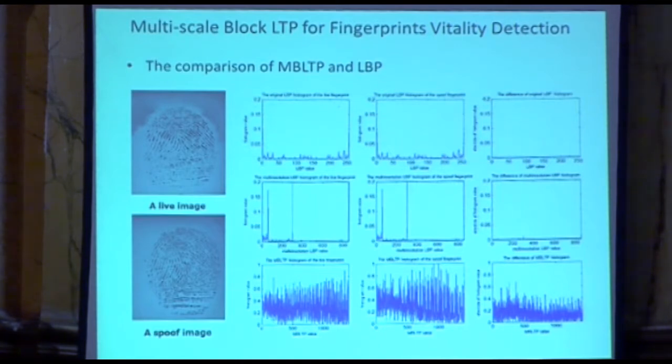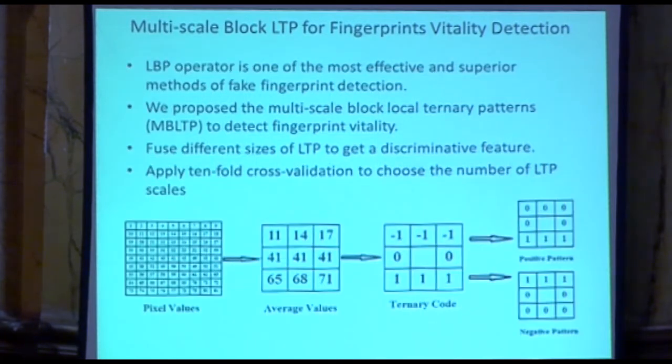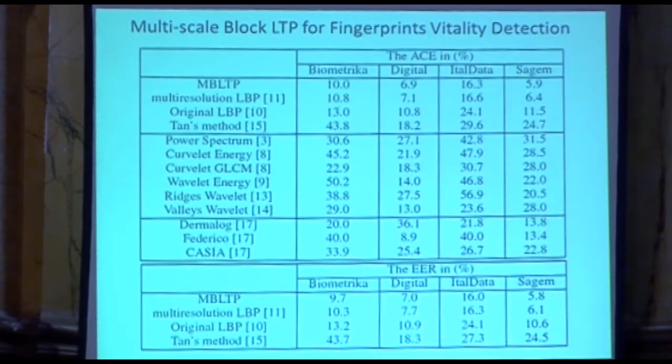The first 3 are those of LBP, and the middle 3 are those of multiple resolution LBP. And the last 3 are the result of the MB LTP. We can see the MBP could not distinguish the little finger, but the MS LBP can distinguish them.